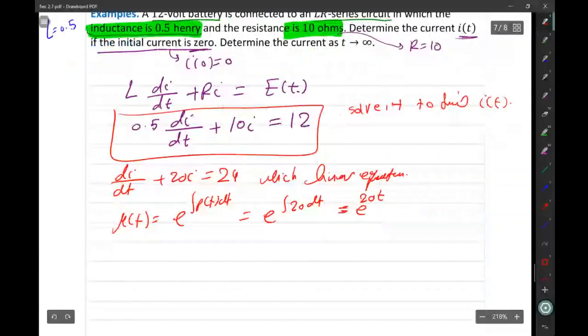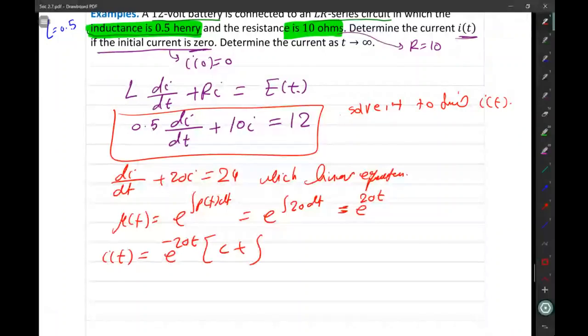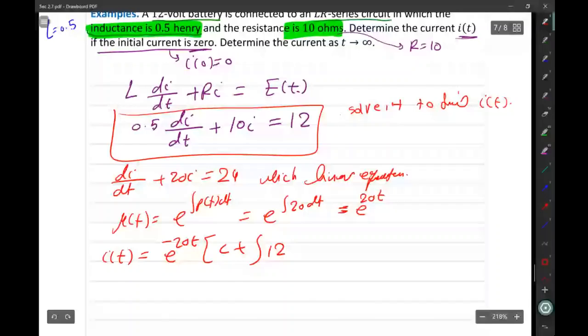Now the solution I of t is 1 by mu, which is e to the power minus 20t, times c plus the integral. How much is f of t? Which is 12 e to the power 20t. No, 24. Sorry, 24.